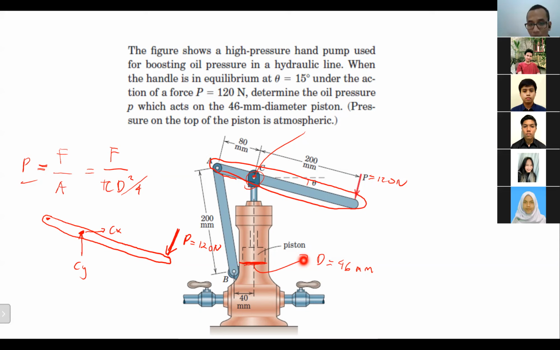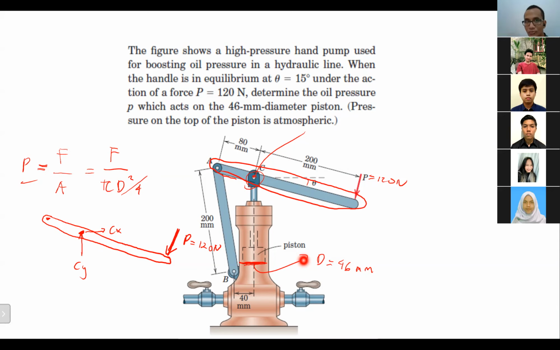Okay, and how about at point A, Johan? I think the same applies. Are you sure? Take a look at AB. What do you think about member AB? Remember the two-force member rule. Yeah, correct.